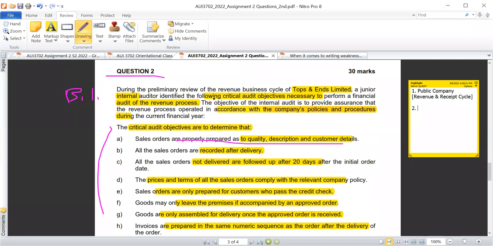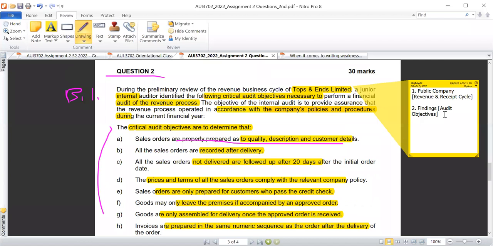now a junior internal auditor identified the following critical audit objectives necessary to perform the audit of the revenue process. Okay, great. So there's something that has been identified here. So I'll just simply call these findings. And the findings that they've already picked up, which they are telling me is what I'm going to find as I read through the case study, it has to do with those audit objectives, guys. And these audit objectives, already I know they have to do with the revenue and receipt cycle. Remember, it's very important to understand the type of business cycle you're dealing with. And it becomes easier even to begin to think of things like risks, because you already know what type of cycle you're dealing with, right?